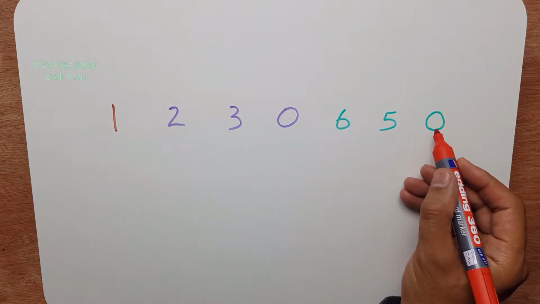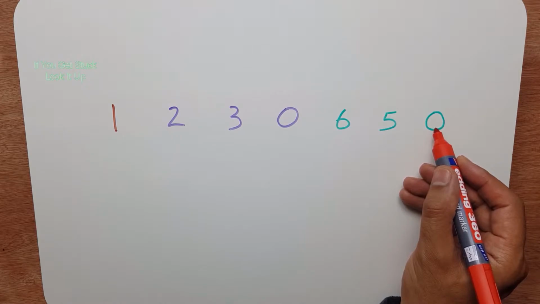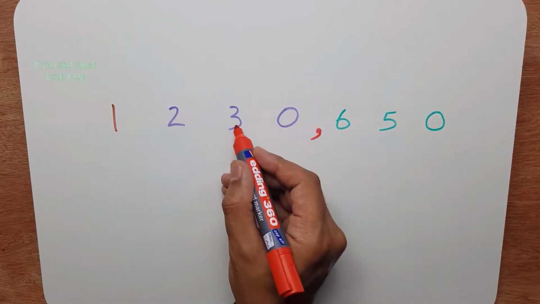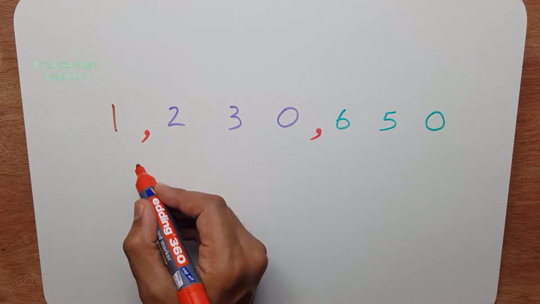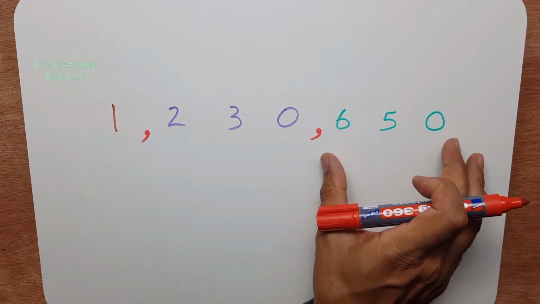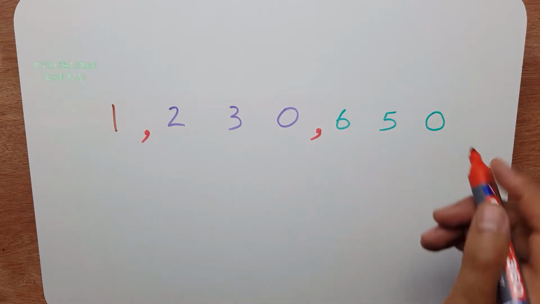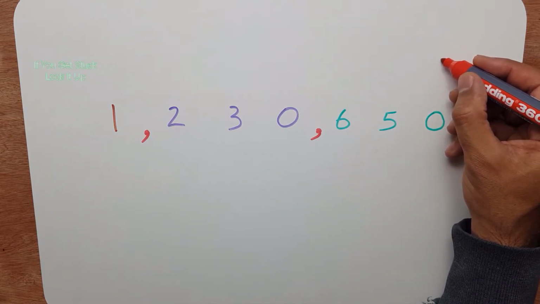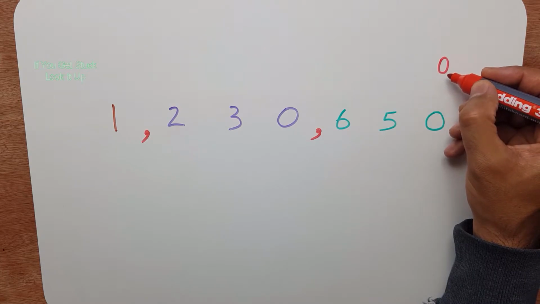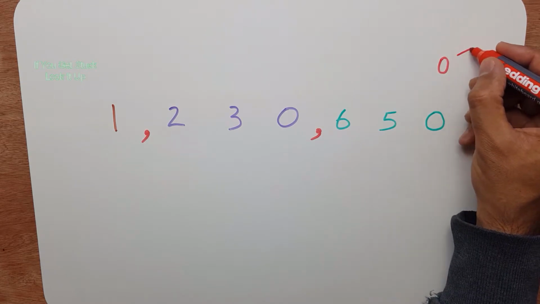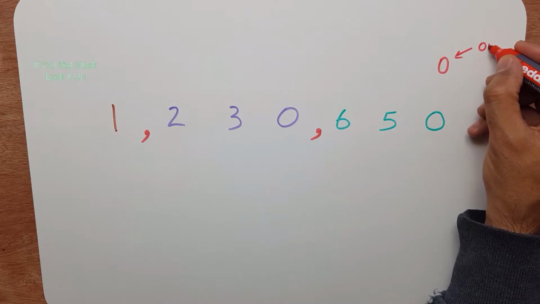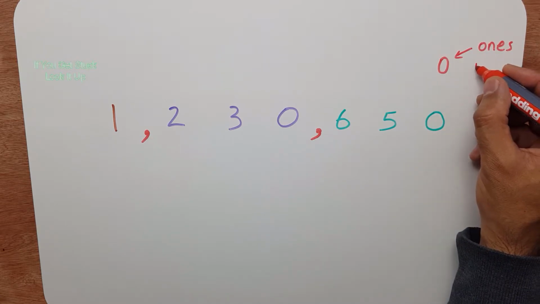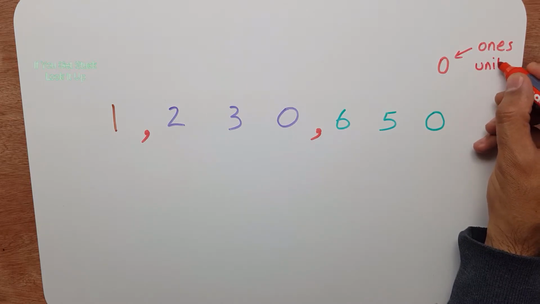So what we do is we count in threes. 1, 2, 3, comma. 1, 2, 3, comma. So the digits are grouped into threes. Now, this first digit is in the ones column or the units column. Now, I want you to know this. Children are taught ones, and the older children will know this as units.